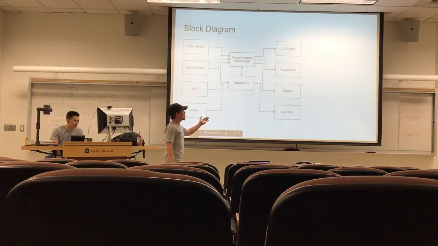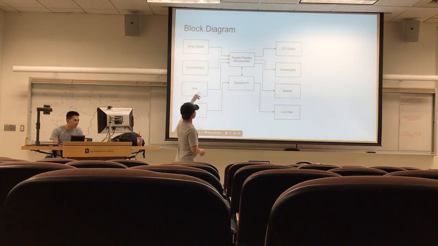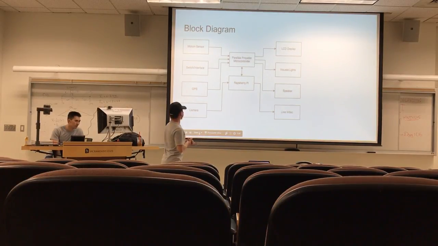So here is a block diagram of our system. We have a motion sensor that will detect any motion that's in front of the sensor. That's connected to the Parallax Propeller microcontroller. The next system we have is the on-off switch interface. And the following component is the GPS system, which will give the user its coordinates once the alarm system is triggered. The next component is a camera.